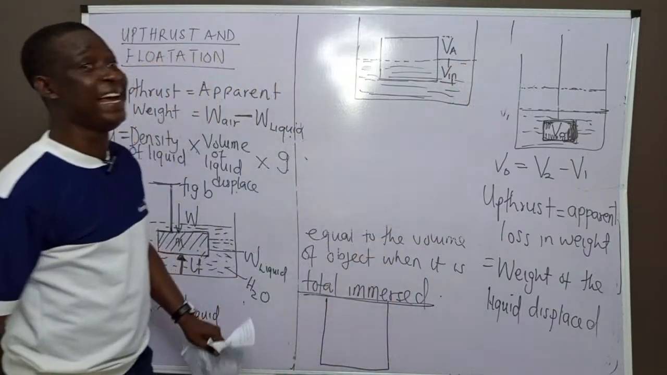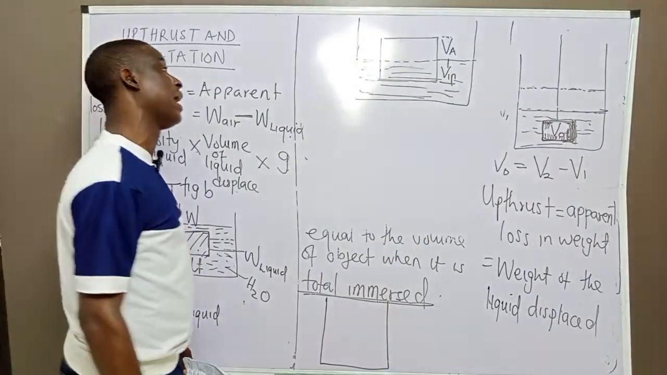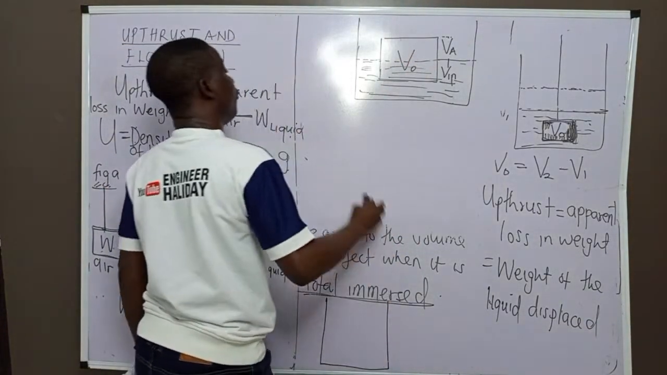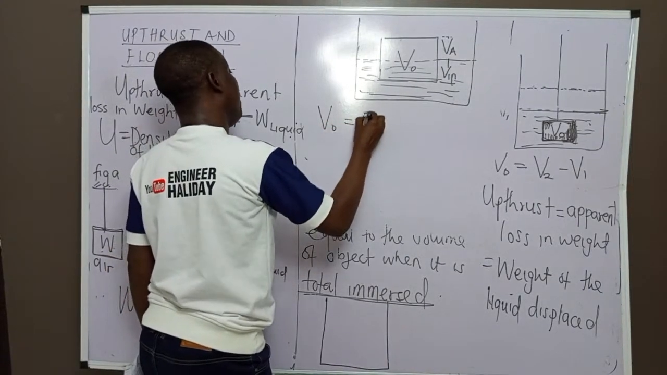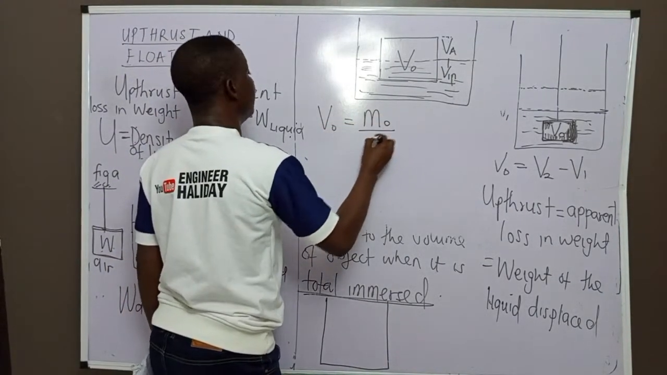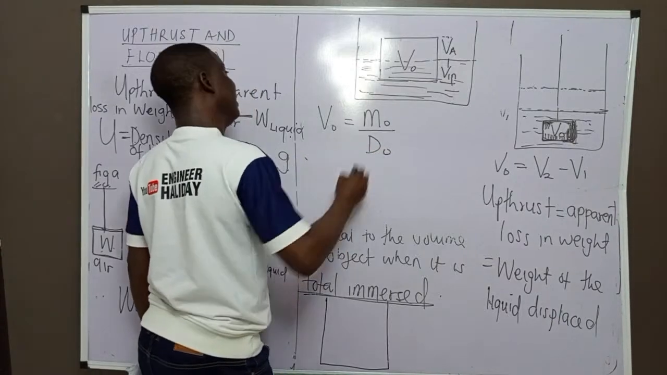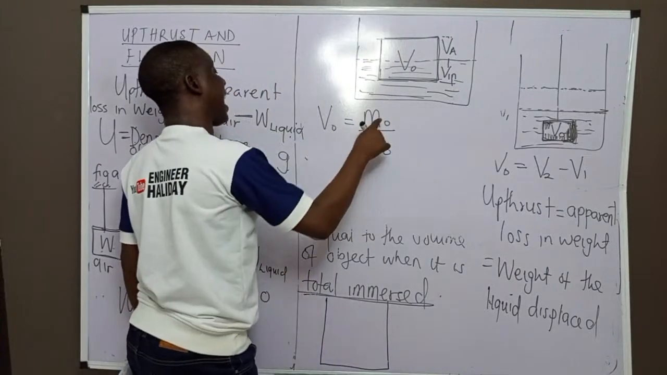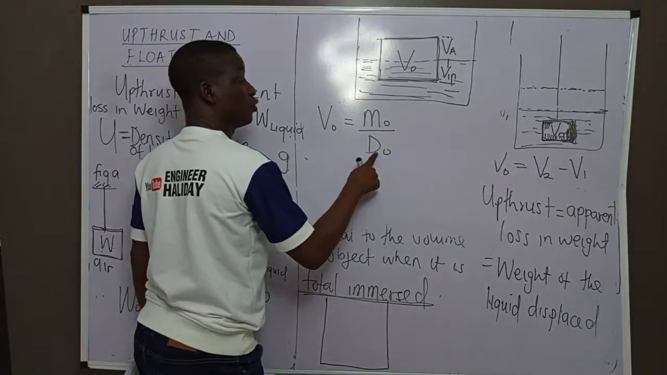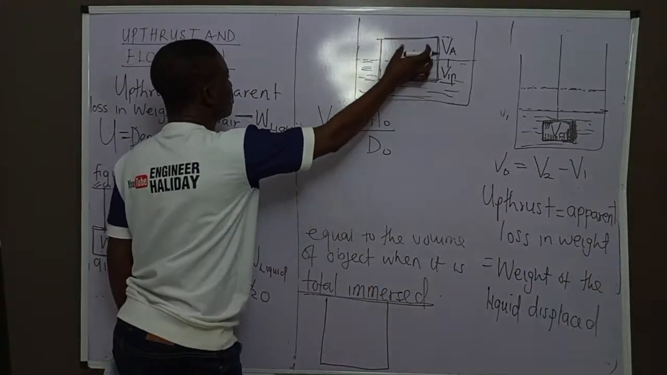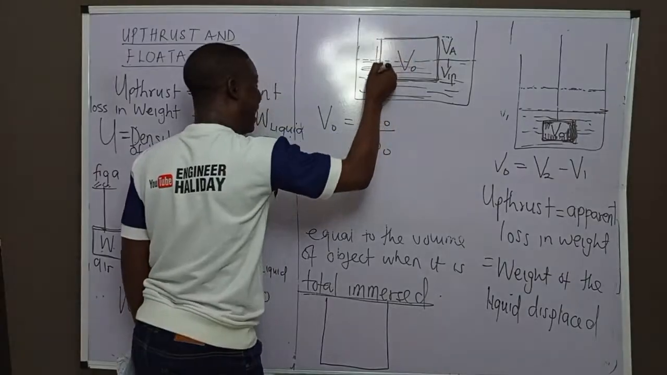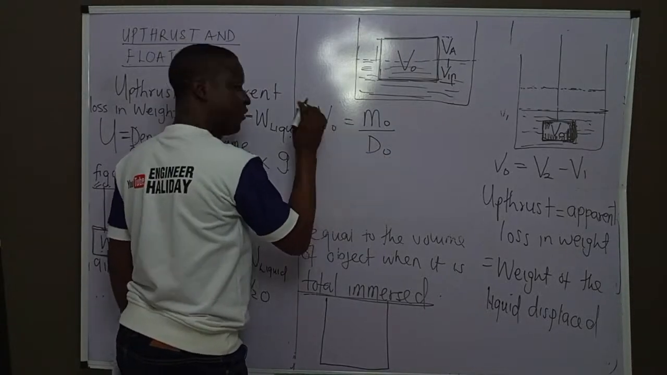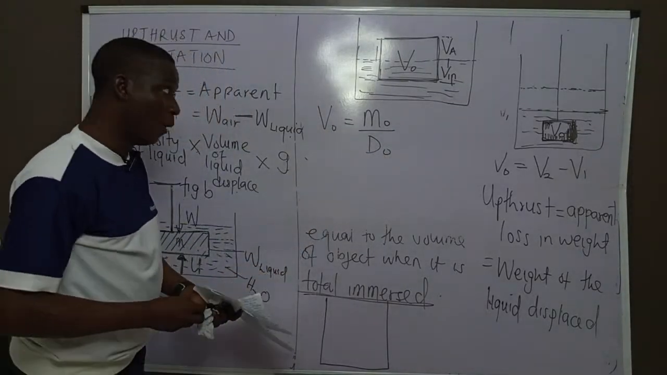Now, V in is volume inside the water, while V naught is the volume of the object. So volume of the object, don't forget, will be equal to mass of the object over density of the object. The object you are referring to is this object. The object will have its own mass and its own density. The mass of this object that you have placed in that liquid divided by the density of the object gives us the volume of the object.